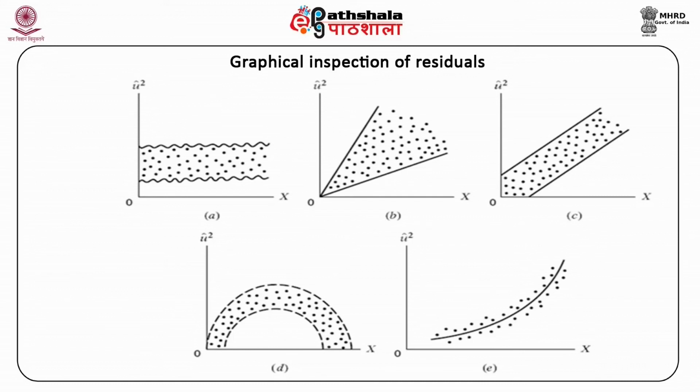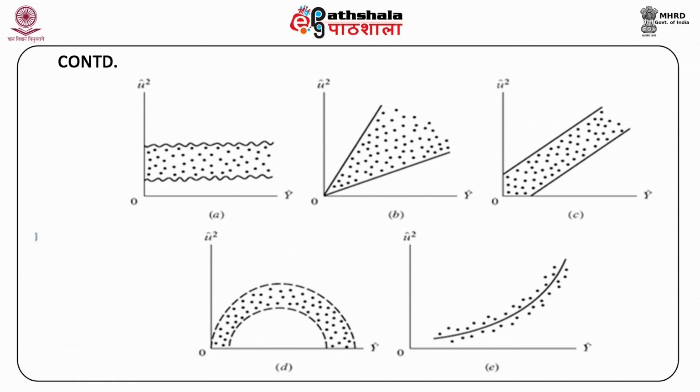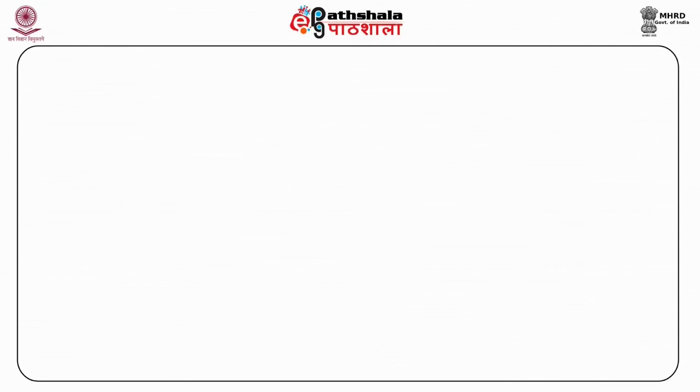Similarly, figures D and E show a quadratic relationship between the two. Thus, figures B to E depict the possibility of heteroscedasticity in the case of a multiple regression model with more than one explanatory variable. Then, instead of plotting squared residuals against each explanatory variable, we can plot them simply against the estimated Y. We get the same result as the previous graph shows.